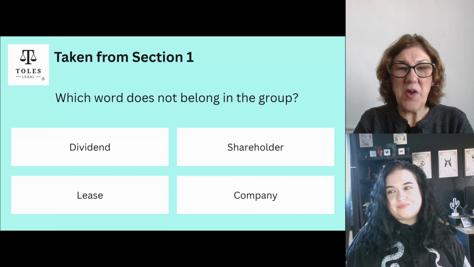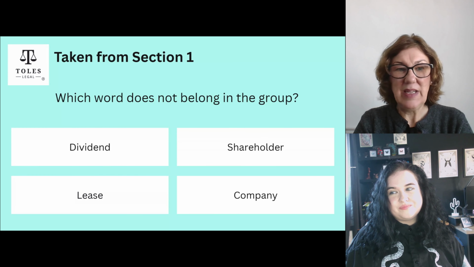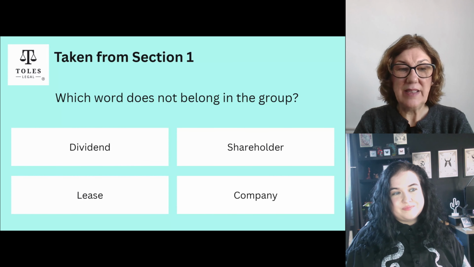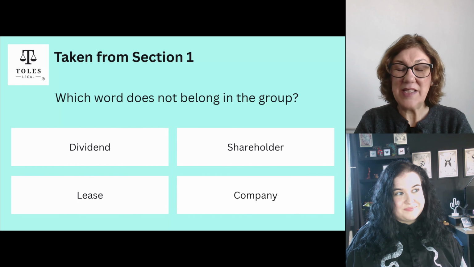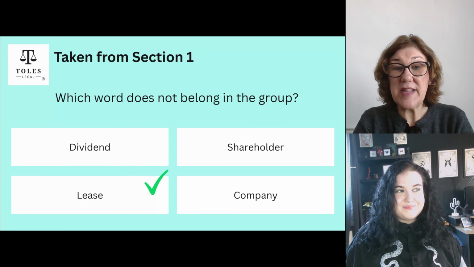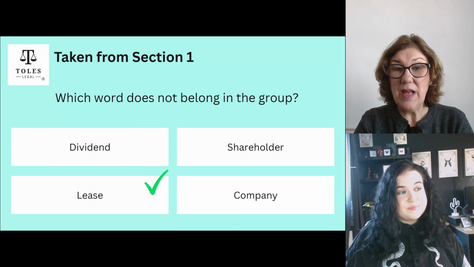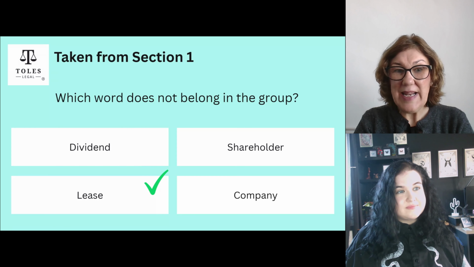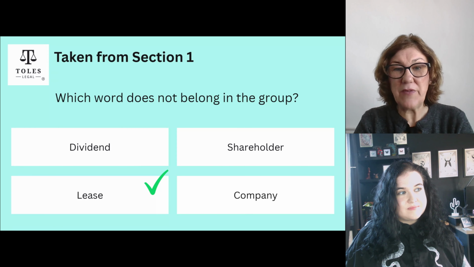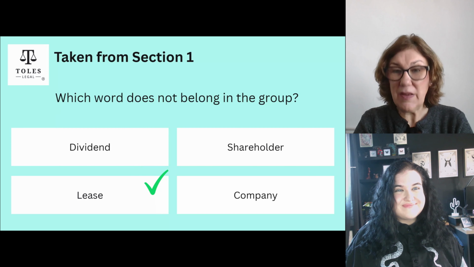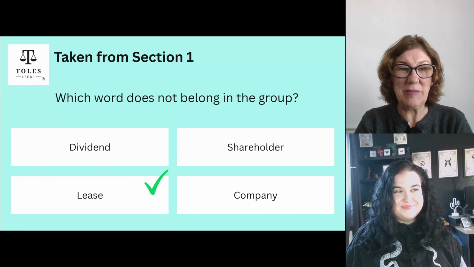Which word does not belong in the group? Dividend, lease, shareholder, company. And the answer is lease. It's because the other three are from company law and lease is a type of rental agreement. So you would get a point in the exam if you got that correct. Next one.